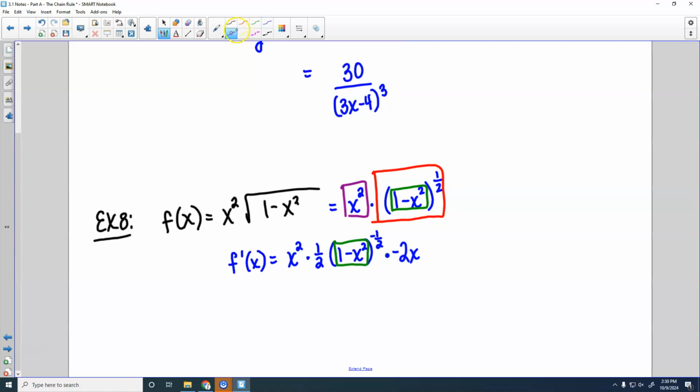Okay? It feels like we should be done. But we have only done half of the power rule. This was our first term. All of that stuff right here was just the derivative of the second part, right? So we've got to do plus the second part, 1 minus x squared to the 1/2 power, times the derivative of x squared, which is 2x.